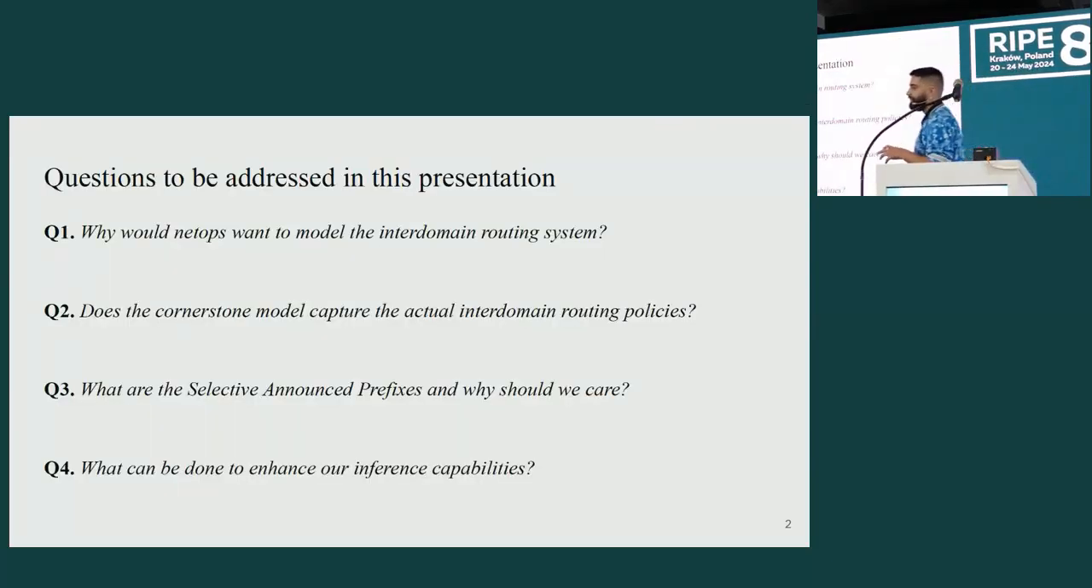Among the other things that we're going to do in this presentation, we'll aim to answer 4 specific questions. Why would a network operator want to model the interdomain routing system in the first place? Whether the cornerstone model actually captures today's interdomain routing policies? What is the phenomenon of selective announcements and why should we even care about them? And finally, what can be done to enhance our inference capabilities, either as researchers or as network operators?